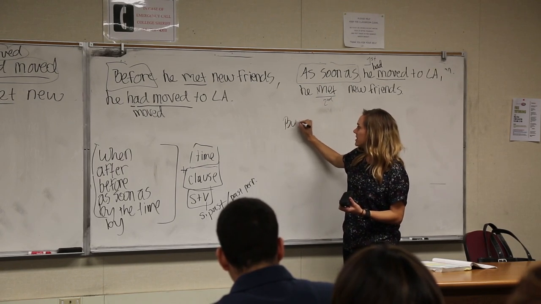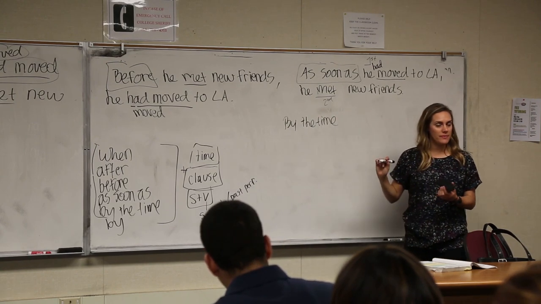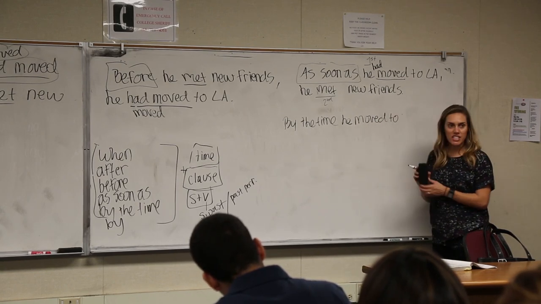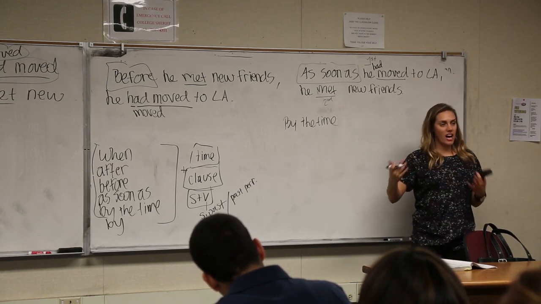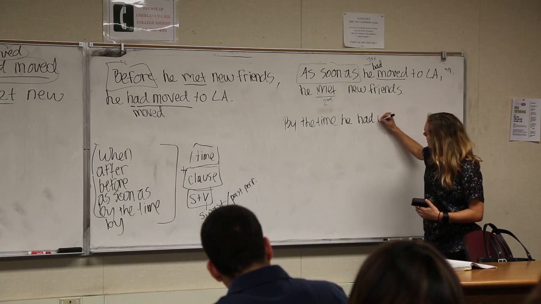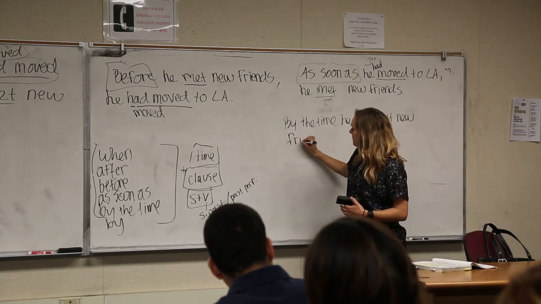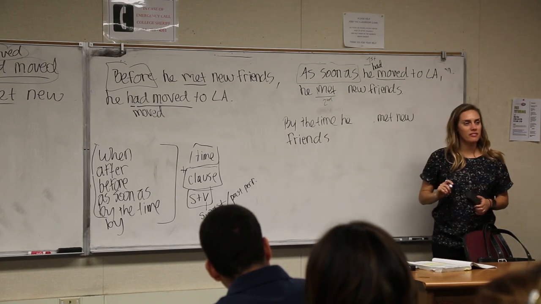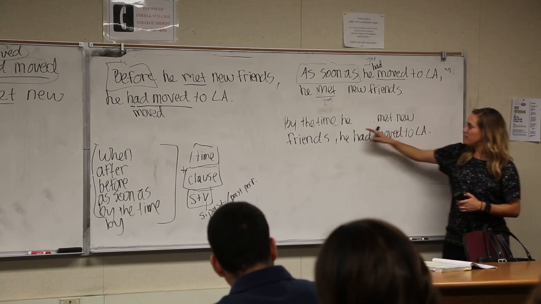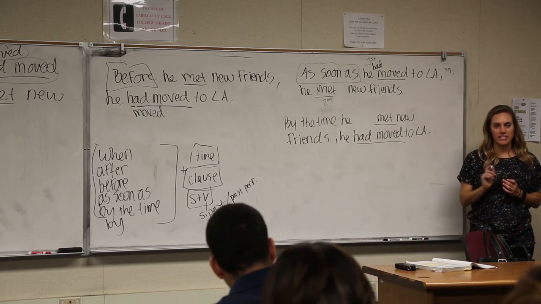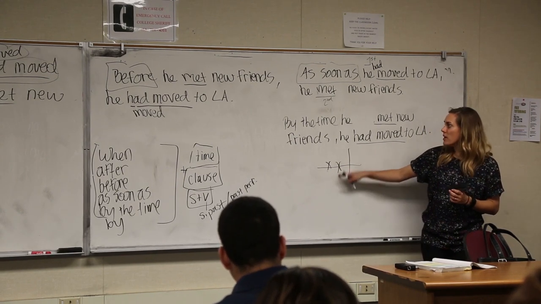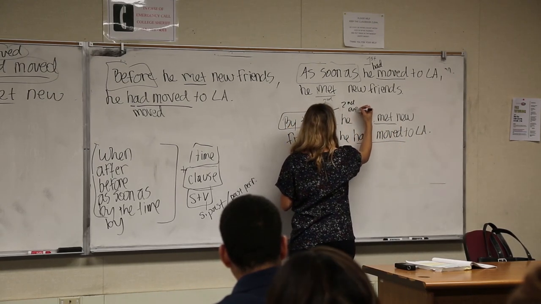Let's try by the time with the same one. By the time he had moved. Okay, now actually this one we have to change because by the time shows the second thing. Yeah. So by the time he met new friends, he had moved to LA. So first he moved, then he met. He had moved by the time he made new friends. So by the time introduces the second event. Okay?